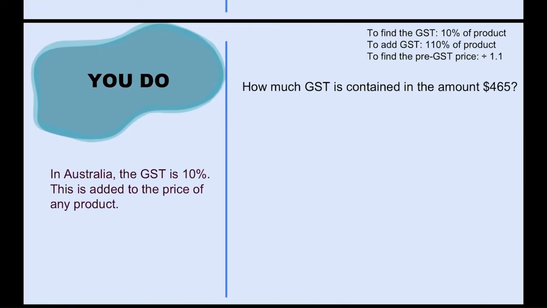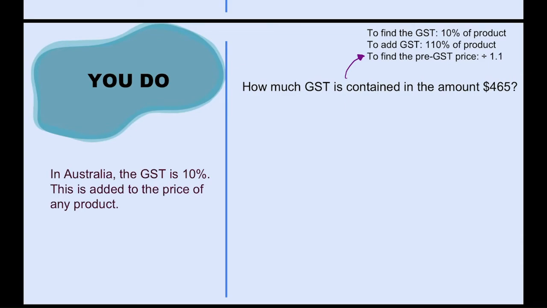How much GST is contained in the amount $465? So $465 is the amount we pay in the shop, but we need to find how much of that is GST. We need to find out how much it costs before the GST is applied. What I want you guys to do is pause here, have a go at doing this one. If you're still struggling, you can unpause and I'll show you how to do it.